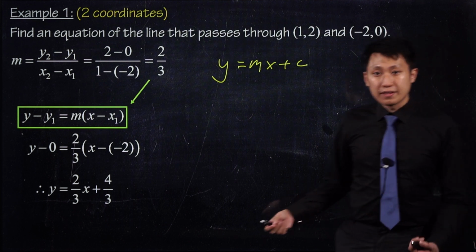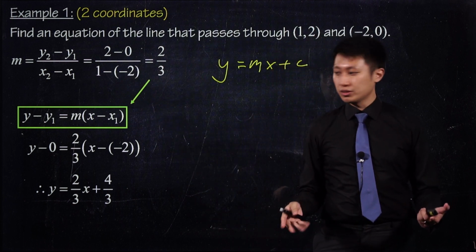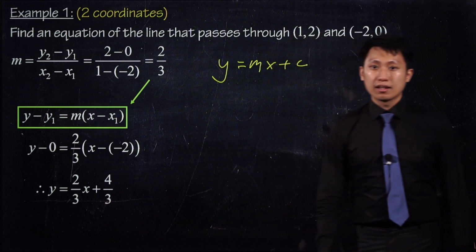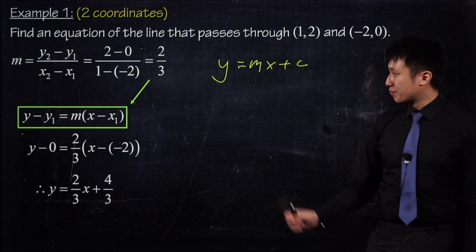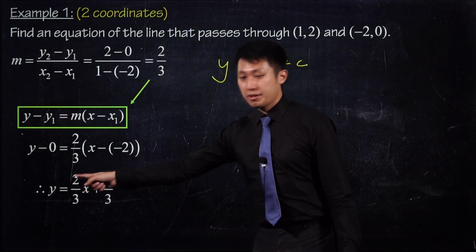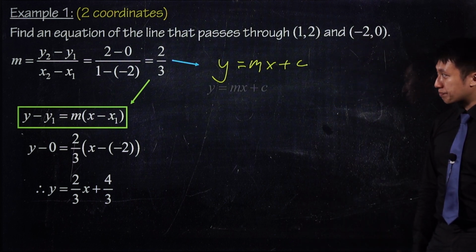If in the question it doesn't mention what form you have to use, then you can choose any form that you want and represent it. Normally you will write an equation of a line in gradient form. That's easier to see because you have m here. Okay, so let's move on to the next one.